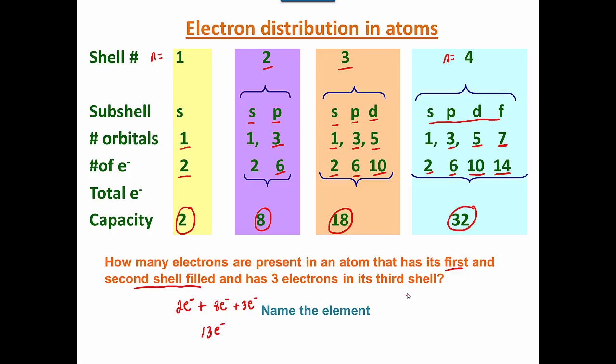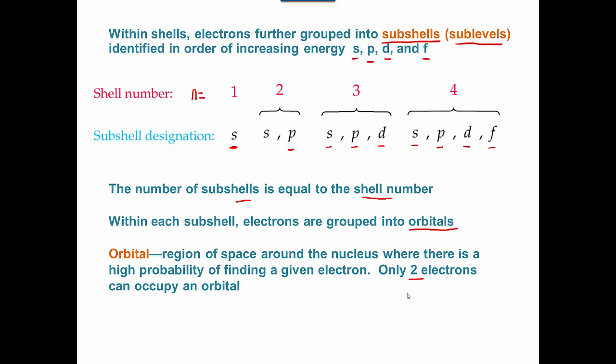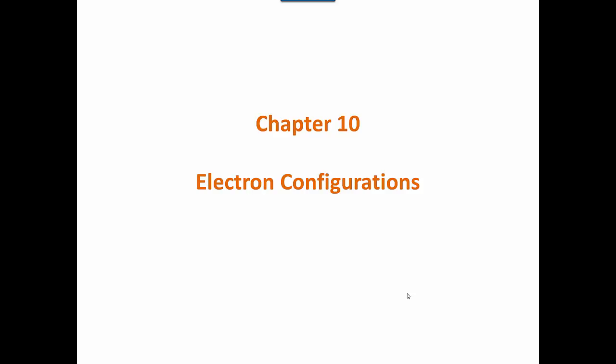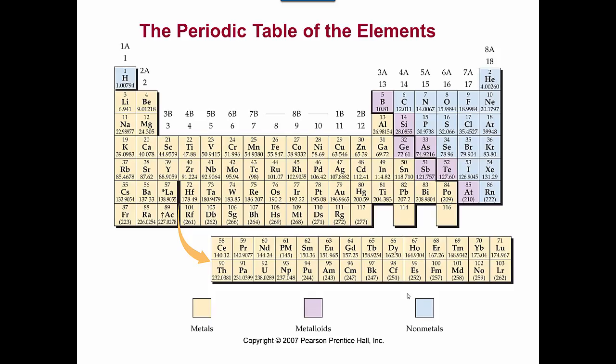Now it tells us to name the element. Well, we're looking at neutral atoms here. So what we can do is go back to the periodic table, and 13 electrons means 13 protons, and again, that's for the neutral atom. So the element here would be aluminum.